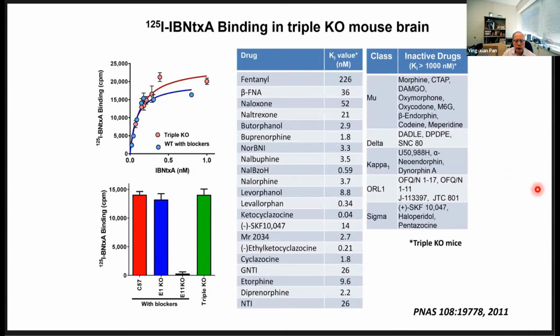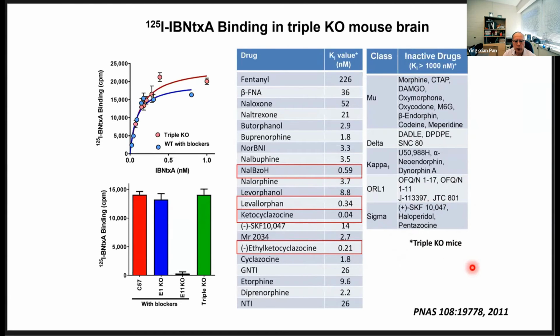This table lists the competition assays. To make a long story short, this is a unique binding profile. The traditional mu, delta, and kappa drugs, and the ORL1 or NOP drugs, receptor agonists, and sigma drugs don't touch this binding site. The Ki values are over 1 micromolar, like morphine, DAMGO, DPDPE, and U50,488. However, interestingly, some benzomorphan-like drugs like Norbinaltorphimine, ketocyclazocine compete at this site with high affinity.